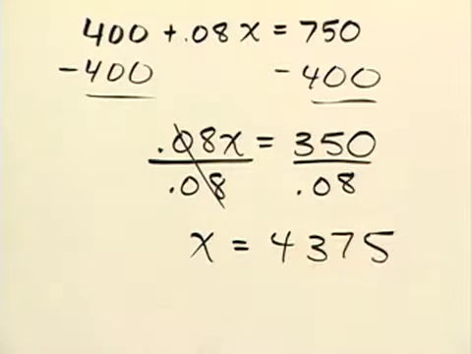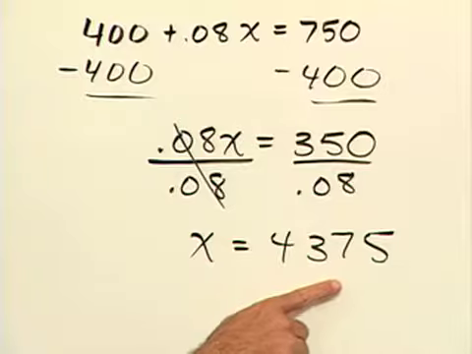4,375. Now x again represents how much his sales must be to earn $750 total for the week. So x is telling us that we need to earn $4,375 to reach his goal.